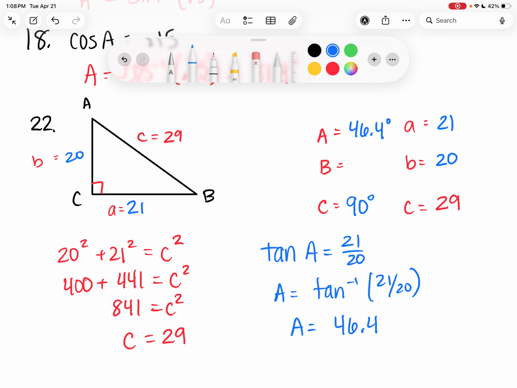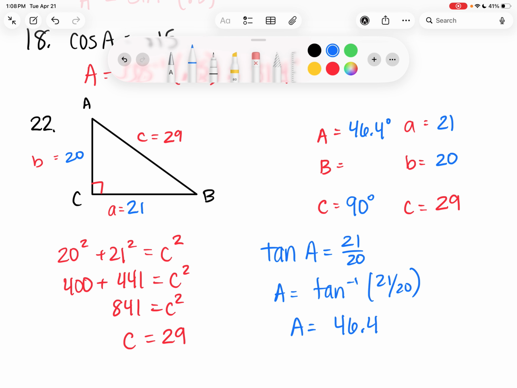Now, again, I could just do 180 minus 90 minus 46.4. For the sake of practice, I know we've been doing that all year, I'm going to use a trig function here. I know that being 29 is correct. So, if you want to use a different trig function other than tangent, you can. How would we solve for angle B? You can use tangent since that's the one with the known values, or you can use something else.